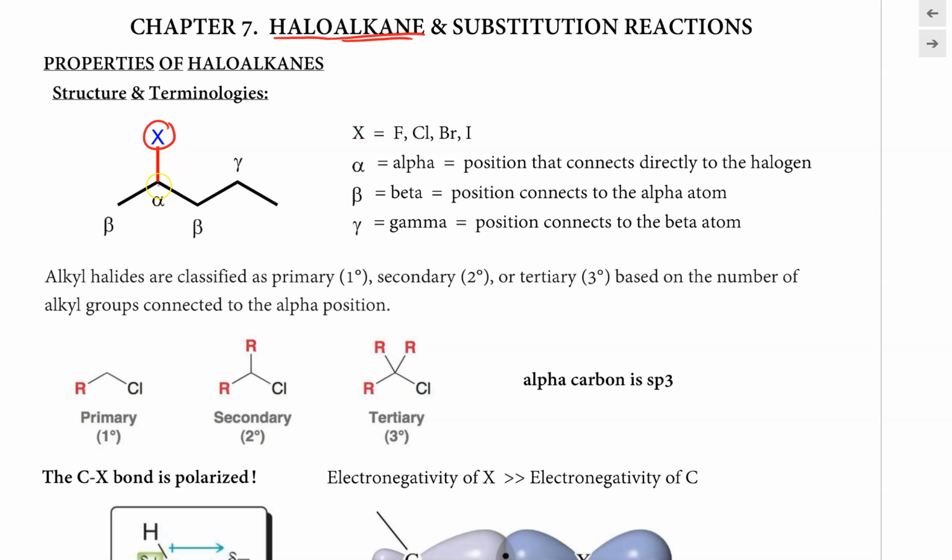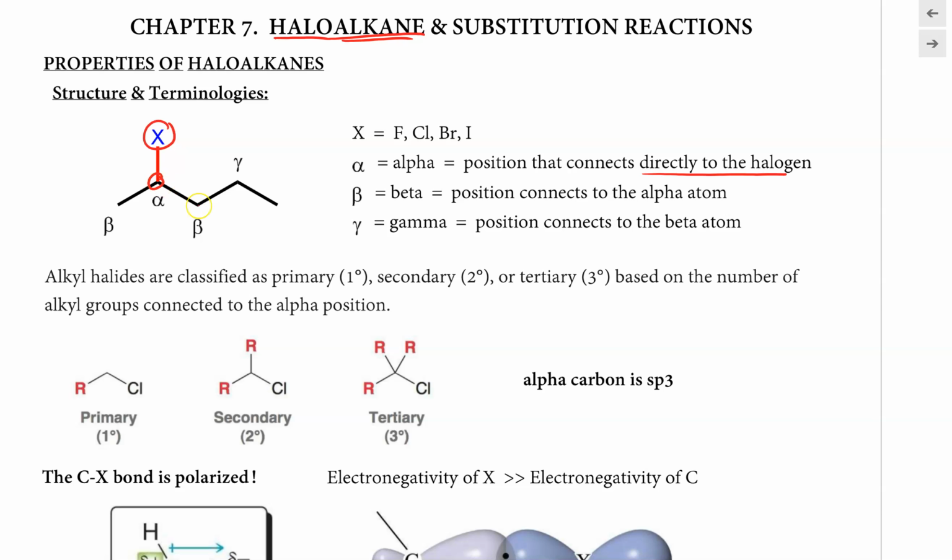Now, each of the positions on the hydrocarbon chain can be labeled with special terminology, so that we can refer to them easily. And the most important one is this carbon right here, that is directly connected to the halogen. And this is called the alpha carbon. So again, the alpha carbon is basically the carbon that is directly bonded to the halogen.